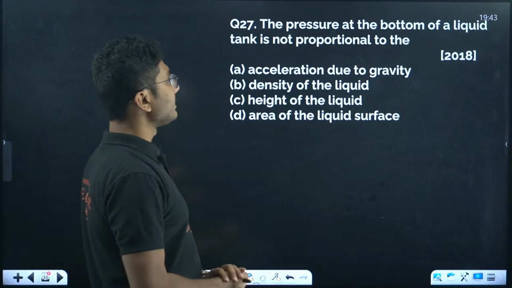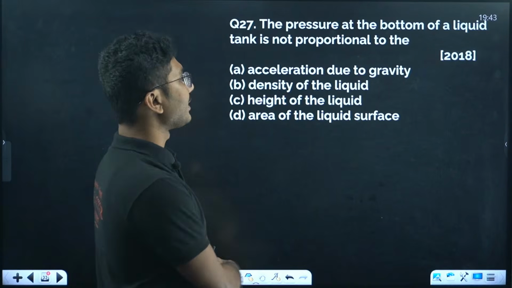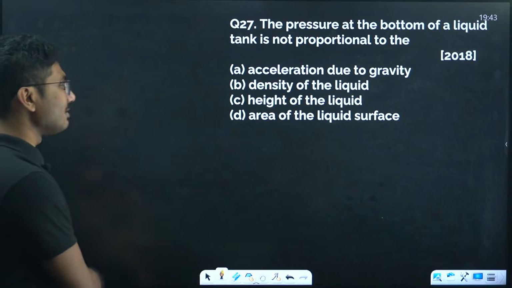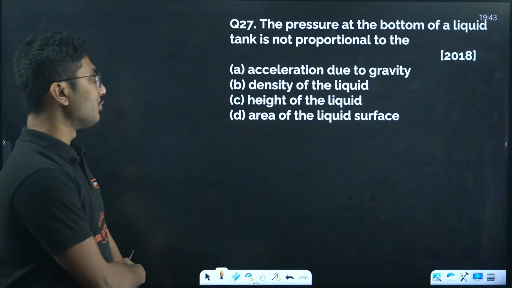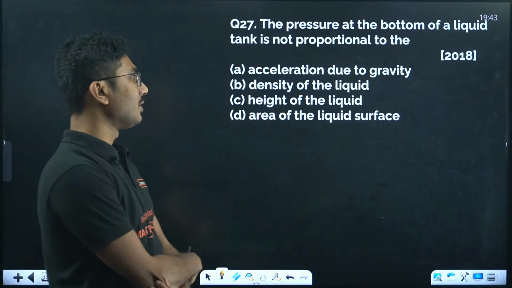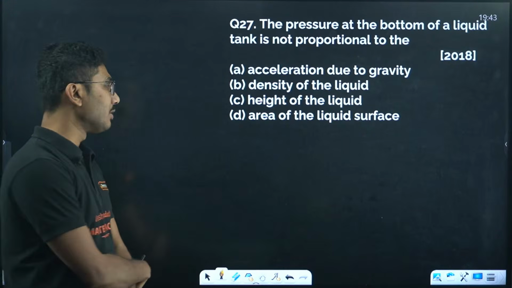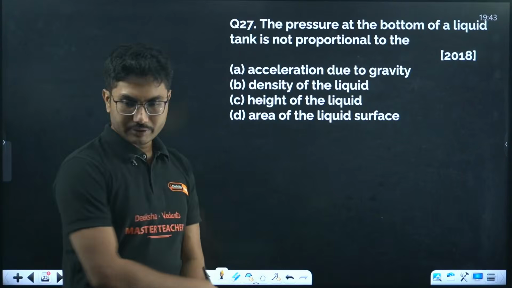Question number 27. The pressure at the bottom of a liquid tank is not proportional to which of these: acceleration due to gravity, density of the liquid, height of the liquid, area of the liquid surface.